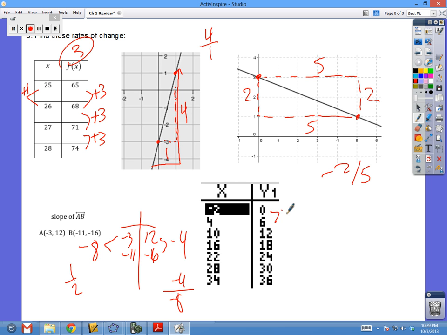And last one, 0 to 6 up 6, 6 to 12 up 6, 12 to 18 up 6. But the left is not changing. The left is also going up 6, up 6, up 6. So it's going to be 6 divided by 6. Your slope is 1.